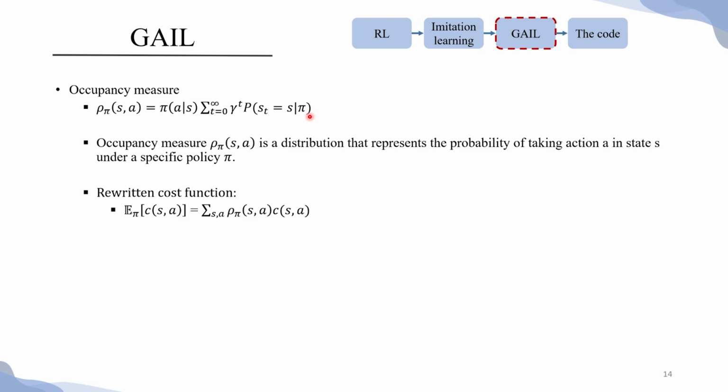Using this concept, the cost function we want to minimize can be rewritten. The expected cumulative cost can now be expressed as the sum of the probabilities of taking each action in each state multiplied by the cost at that state and action.